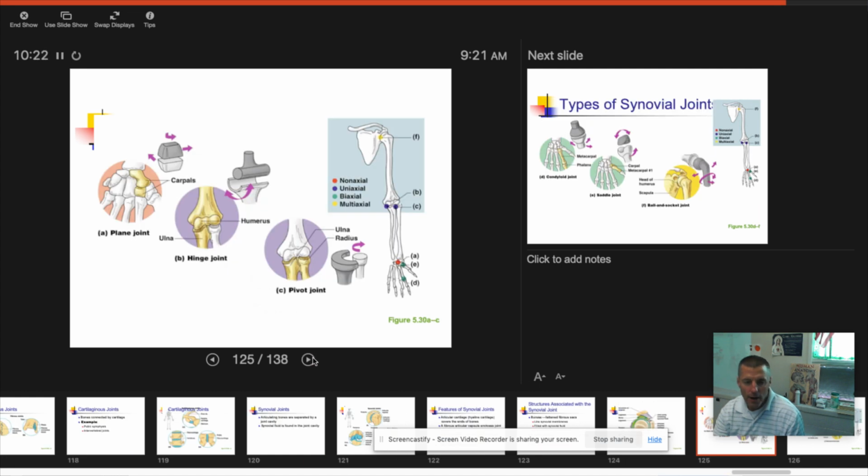All right, so here are some ways that things can bend. This is a plane joint in the carpals. It allows for this kind of movement. And then the next one's more obvious. A hinge joint just allows this kind of movement in one plane. And then pivot, that's the foosball playing type of motion. This is hand, this is elbow, this is also elbow.